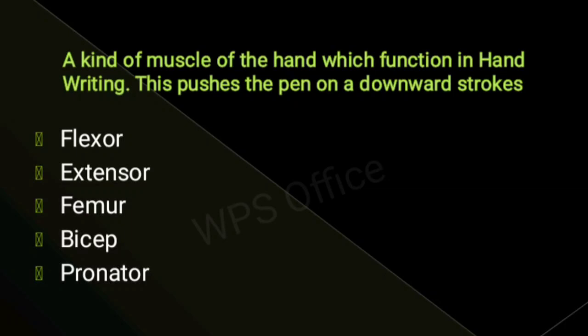A kind of muscle of the hand which functions in handwriting. This pushes the pen on a downward stroke. Letter A, flexor. Letter B, extensor. Letter C, femur. D, bicep. E, pronator. The answer is letter A, flexor.